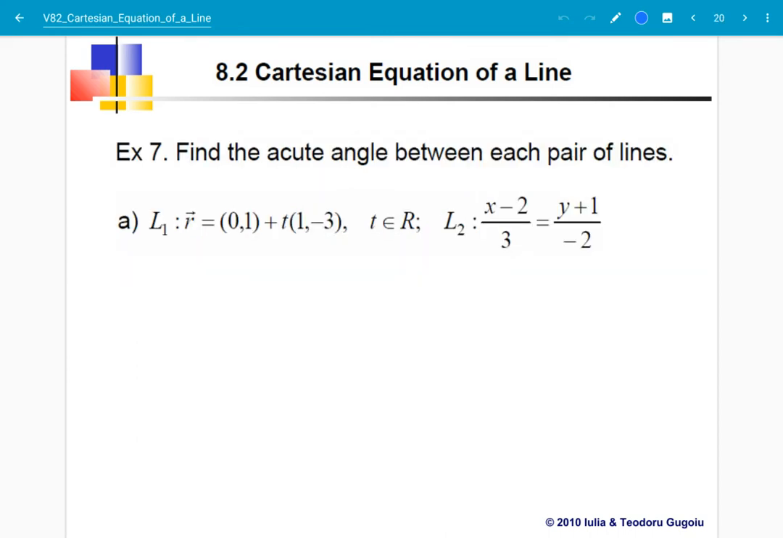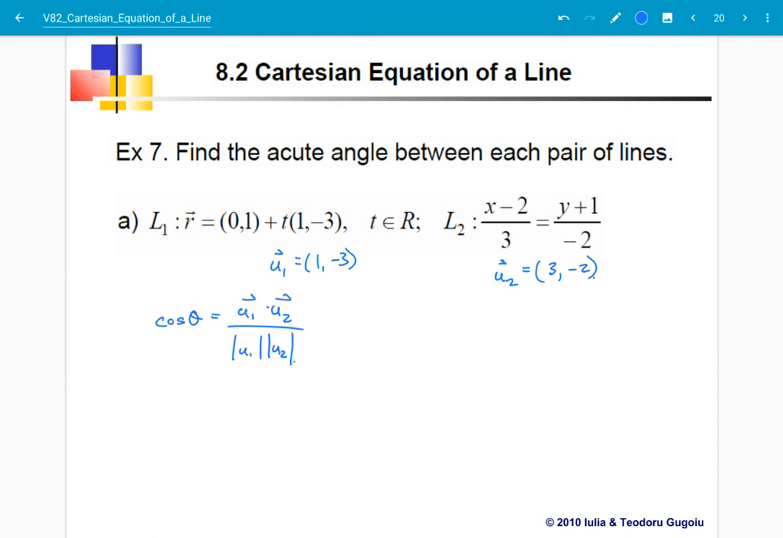Find the acute angle between each pair of lines. Okay, I have the vector equation for line 1. So I have u1 is 1 and -3. I have symmetric form for line 2, which isn't that convenient, but it's not bad. The direction components are 3 and -2. Cosine theta is u1 dot u2 over mag u1 mag u2, right?